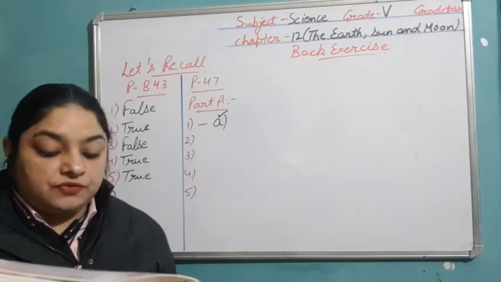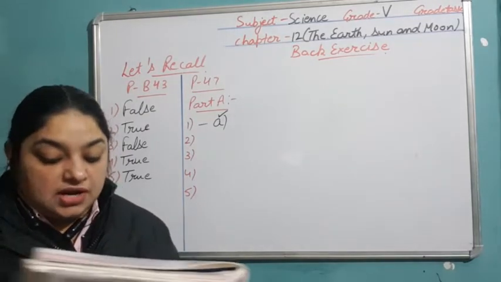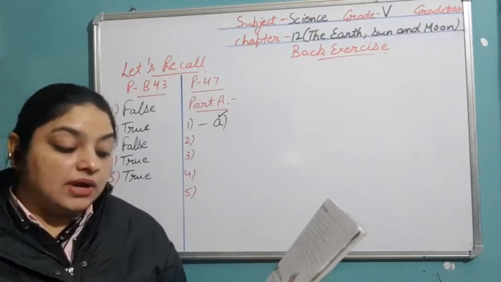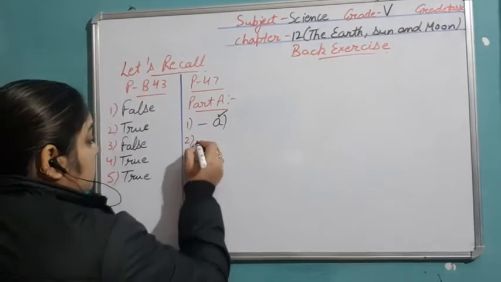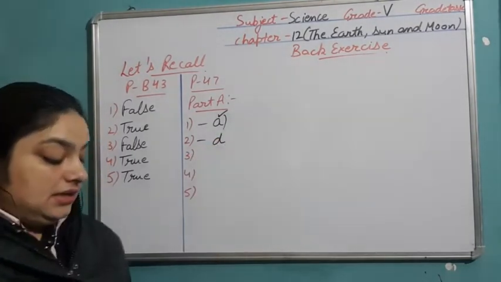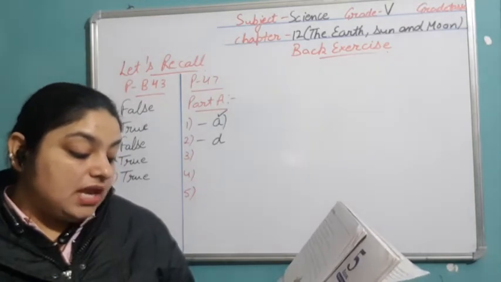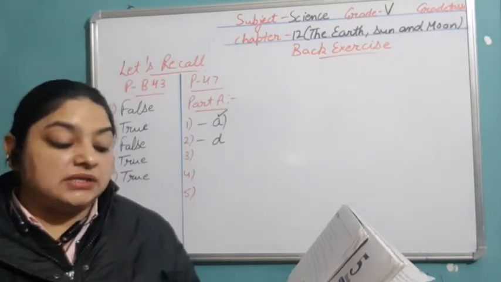Second is, which of the following is the outermost layer of the earth? A mantle, B outer core, C inner core and D crust. It is crust. So correct answer is D. Third is, magma comes out from A outer core, B inner core, C mantle and D crust.